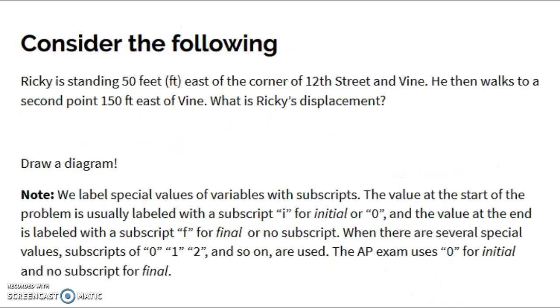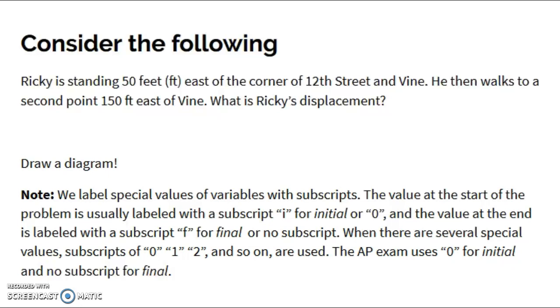So a more physical, more literal example here, a word problem. Physics is full of word problems, so we'll get used to them. So we have Ricky here, and Ricky is standing 50 feet east of the corner of 12th Street and Vine. He then walks to a second point 150 feet east of Vine. What is Ricky's displacement?